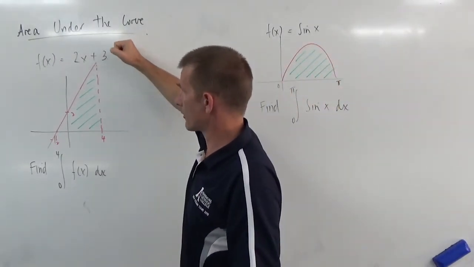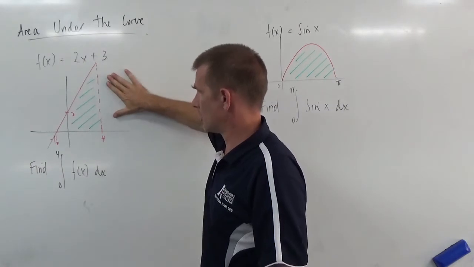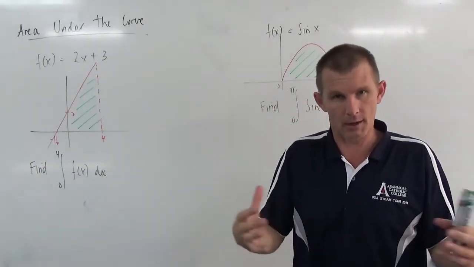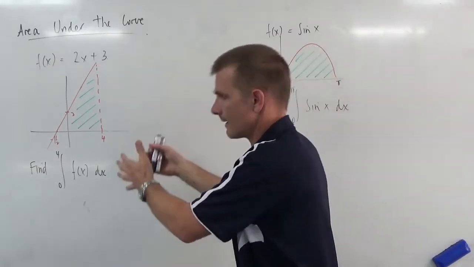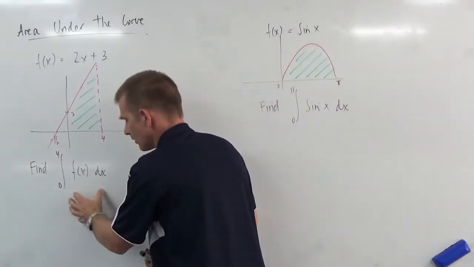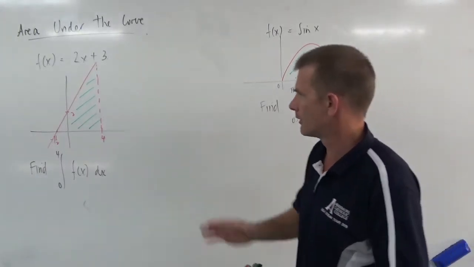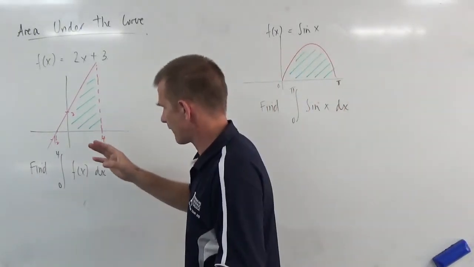Still doing area under the curve, but I'm going to do an example like this so we can work out that area using our normal geometric ideas. We can get an answer and then we can check that this is going to work out the same. That way I can confirm that it all works for us. Let's do it geometrically first.